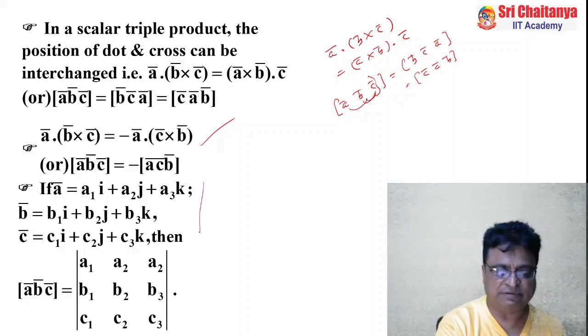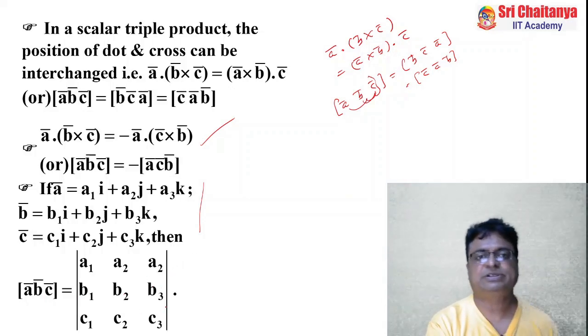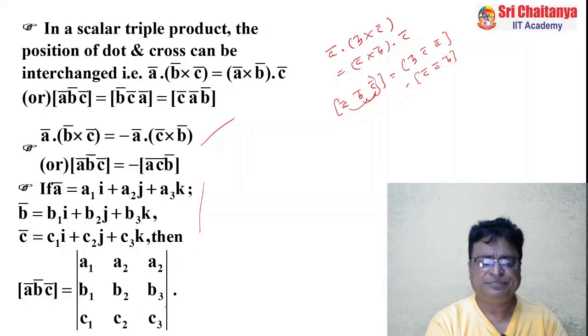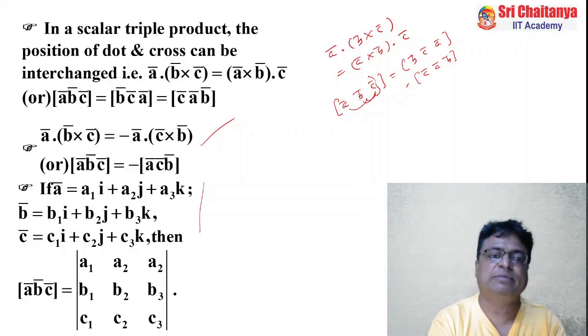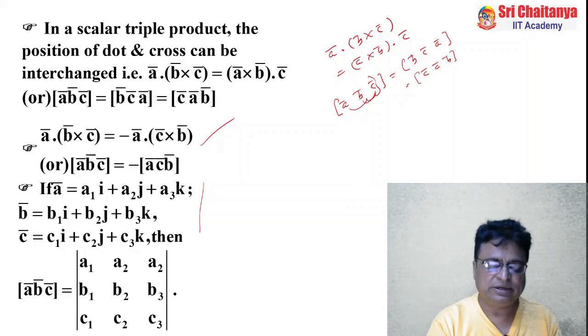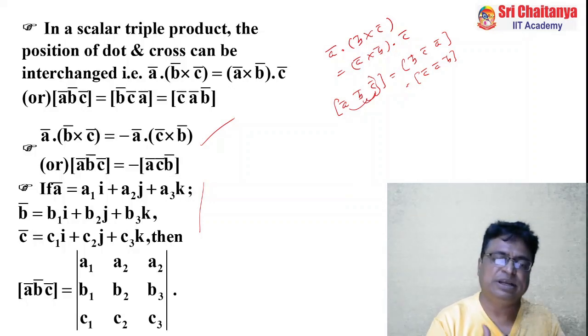If three vectors are given, box ABC is nothing but the determinant A1, A2, A3, B1, B2, B3, C1, C2, C3. Actually, this holds good by the properties of determinant only. You know that determinant of A equals determinant of A transpose. And moreover, if I have changed the corresponding rows or the corresponding columns, then the determinant value is unaltered.